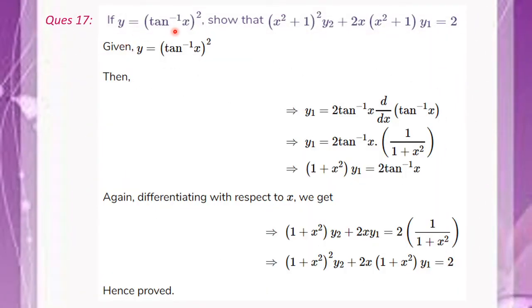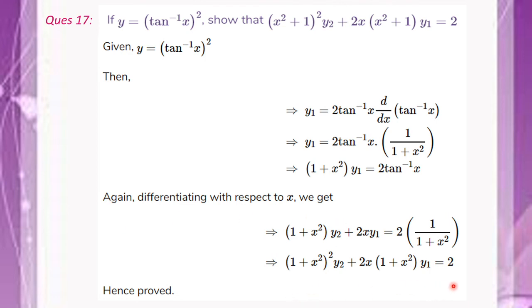17th question, same way as we did the last two questions. y is given, show that this is equal to 2. So y is given as tan inverse x whole square. First derivative means y1 is equal to 2 tan inverse x, then the derivative of tan inverse x is 1 upon 1 plus x square. So we have got 1 plus x square y1, if we shift this to the left side, is equal to 2 tan inverse x. Why are we writing it this way? Because this is required. It's visible, 1 plus x square y1, we need its value.